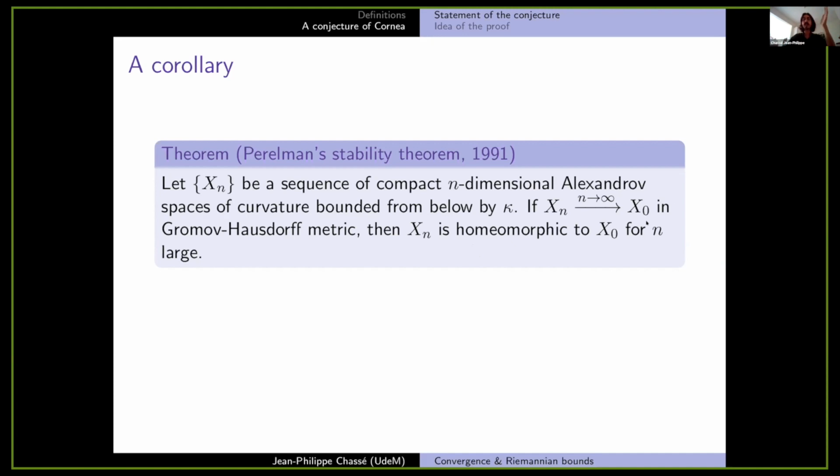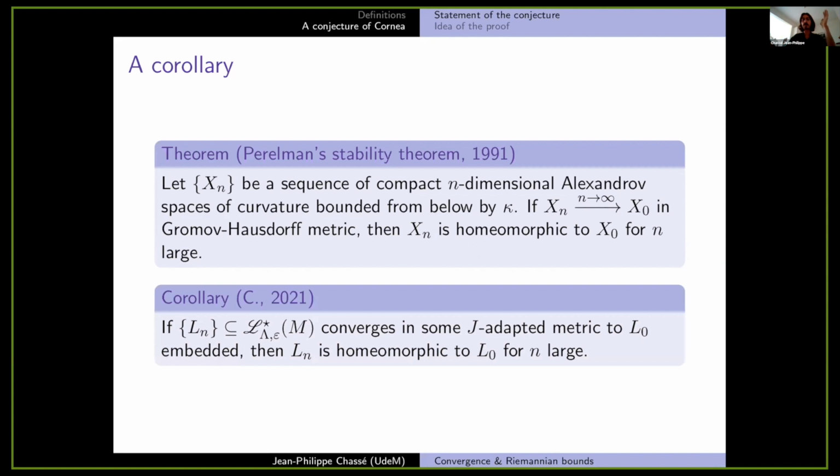Okay, so a direct consequence of this theorem is the following corollary. If I have a sequence of Lagrangians which converges in some J-adapted metric to L0, and I know that L0 once again is embedded, then Ln is actually homeomorphic to L0 for n large. So essentially, adding these metric constraints allows one to say that near L0, everybody's homeomorphic.